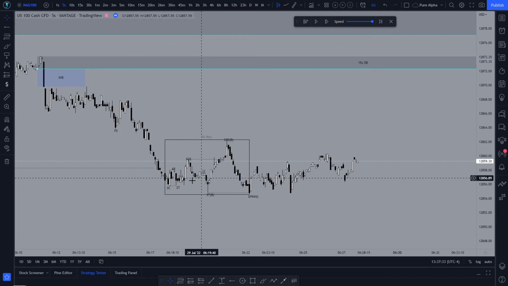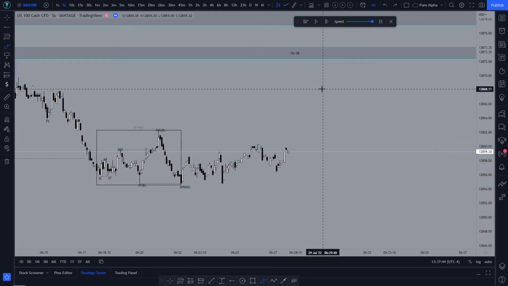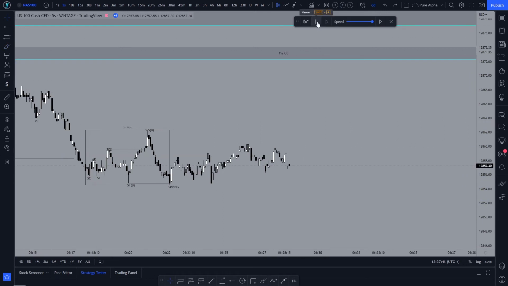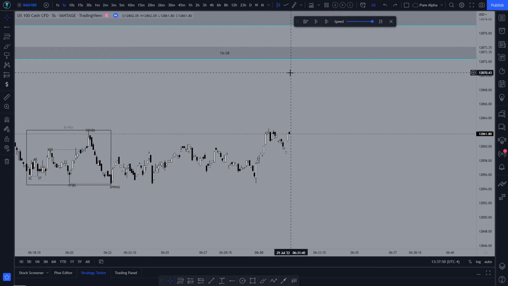But notice how we did have this accumulation go on. Look at all the liquidity here, relatively equal lows that we're expecting to get swept, something like this. Okay, now price is running. What time is this? Okay.